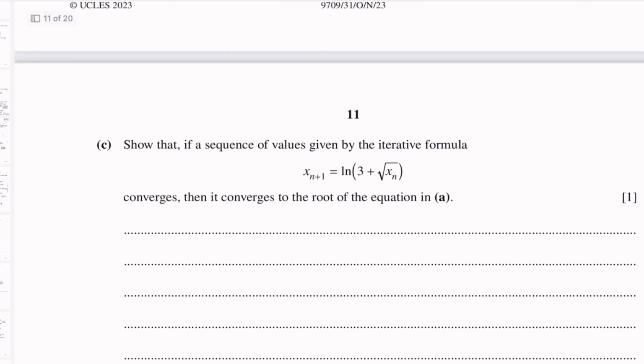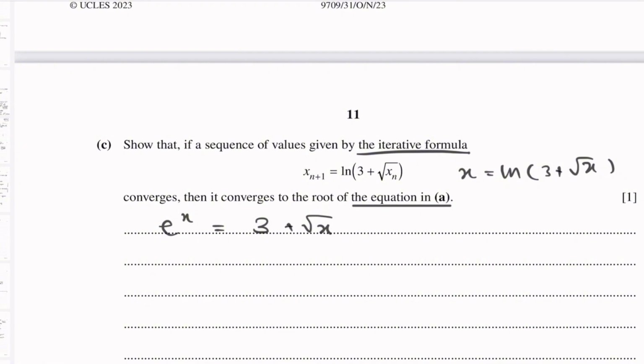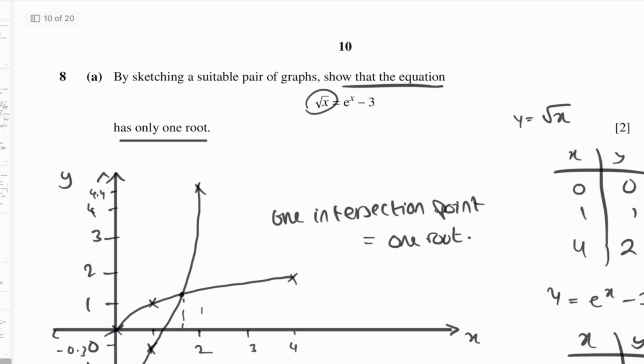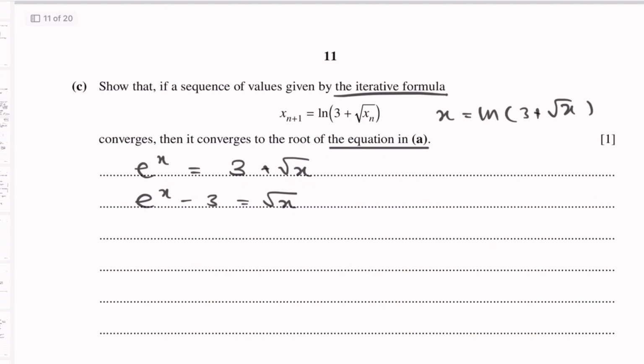Okay, now show that if a sequence of values given by the iterative formula converges, then it converges to the root given in this equation. Okay, so in order for me to show that this iterative formula comes from this equation, I'm just going to change it so that it looks like the previous one. We could change the logarithmic function to be exponential, and so it's e to the power of x. First off, let's just start with x equals ln of 3 plus root x, and that equals 3 plus root x, and then we could send e to the power of x minus 3 equals root x, which is exactly the equation that he's given here, except root x can be on the opposite side.